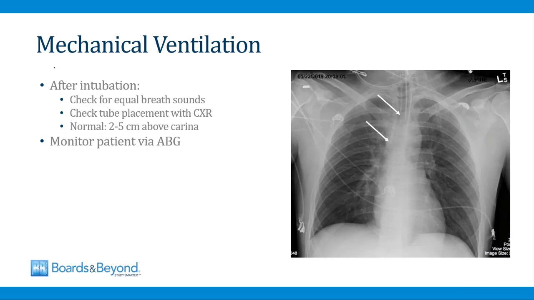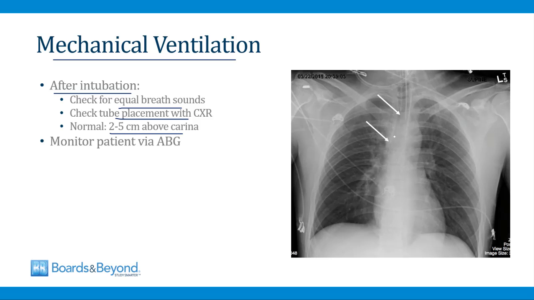Let's talk about some basic principles of how to manage patients on mechanical ventilation. First of all, after the patient's been intubated, one of the first things you want to do is check that the breath sounds are equal in both sides of the lungs. If the breath sounds are not, it could mean that the endotracheal tube is pushed down into one side of the lungs and the other side is not being ventilated. Beyond checking for breath sounds, you want to check the tube placement via chest x-ray. Normally the tube should end about 2 to 5 centimeters above the carina.